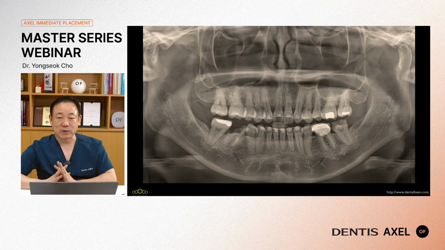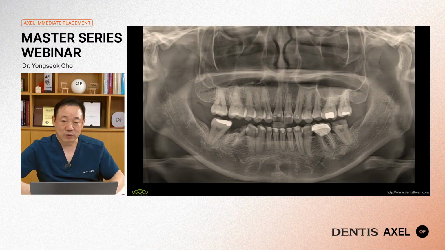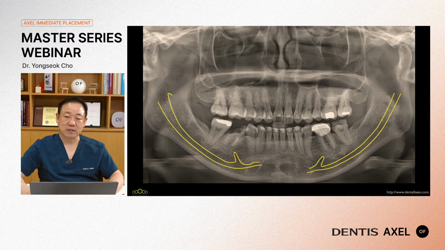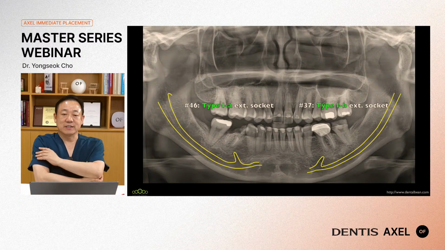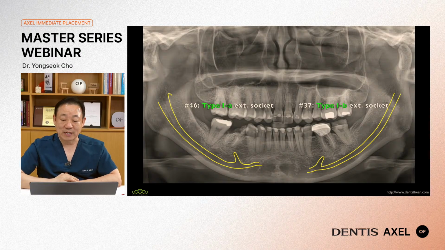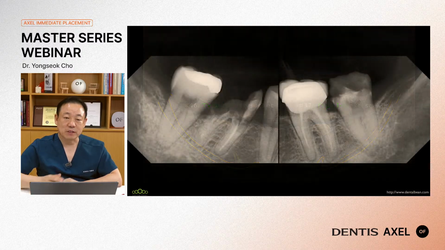In the panoramic radiographic image, look at the mandibular canal. Okay, let's trace the mandibular canal, like this. The mandibular canal is far away from the root, so they belong to type 1A extraction socket. It has sound and sufficient available apical bone height. So this is the best indication of immediate implant placement after extraction. This is the periapical view.